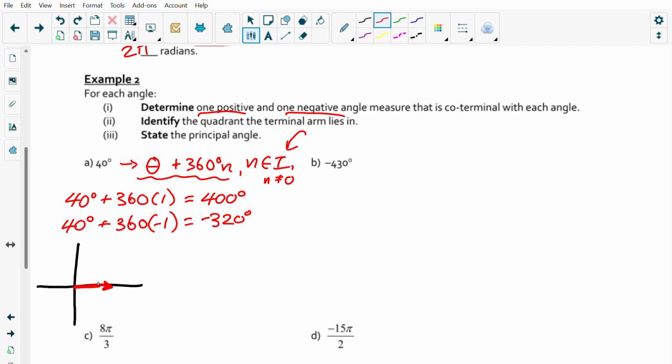Here's my initial arm. Okay. Positive 400. I'm going this way. Sorry, folks. That's one full rotation. And then 40 more degrees is a little bit before the halfway point in quadrant 1. So there it is. That's theta equals 400 degrees.